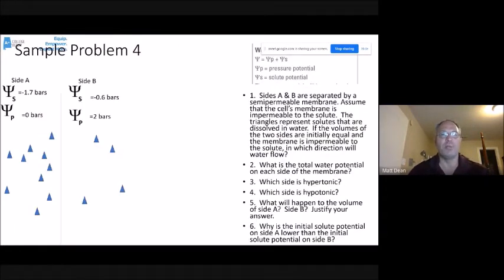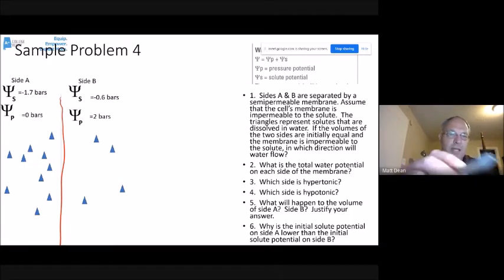One more thing about water potential on this slide. So here we have 2 sides of a membrane. Here's the membrane running down the middle. And we're looking at side A, which has a solute potential of -1.7 and a pressure potential of 0 bars. All these little triangles represent solutes. Side B, we have a solute potential of -0.6. The triangles again represent solutes. And this time we have a pressure potential of +2 bars.